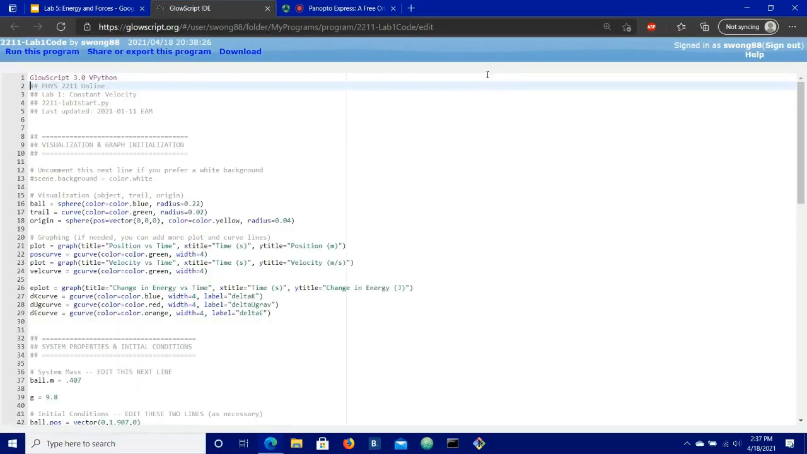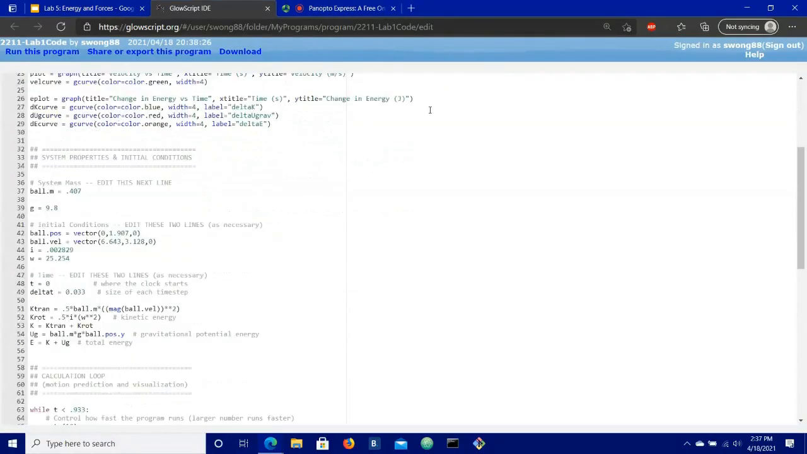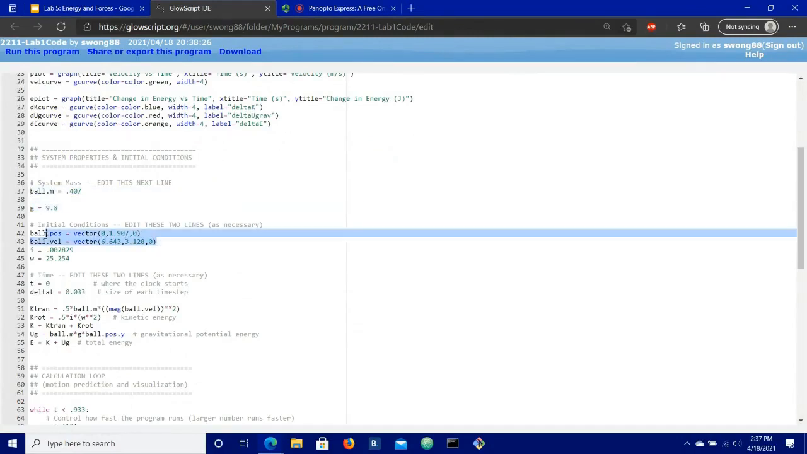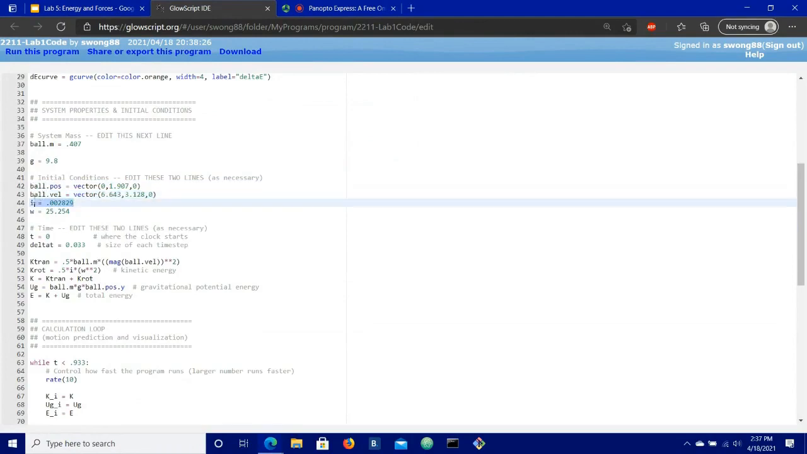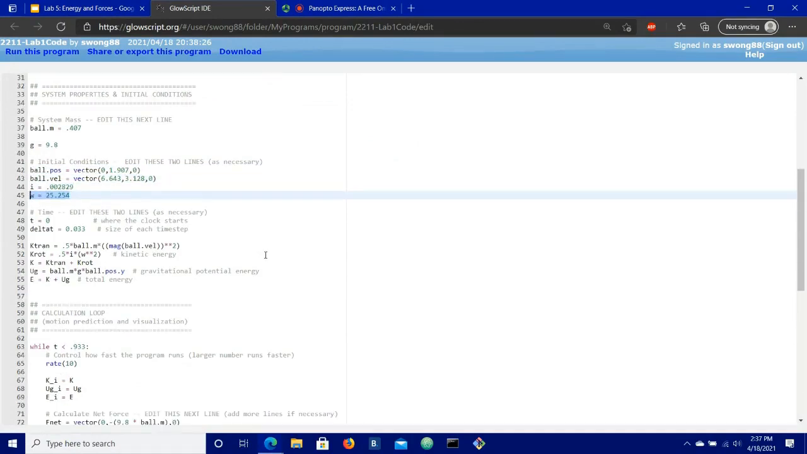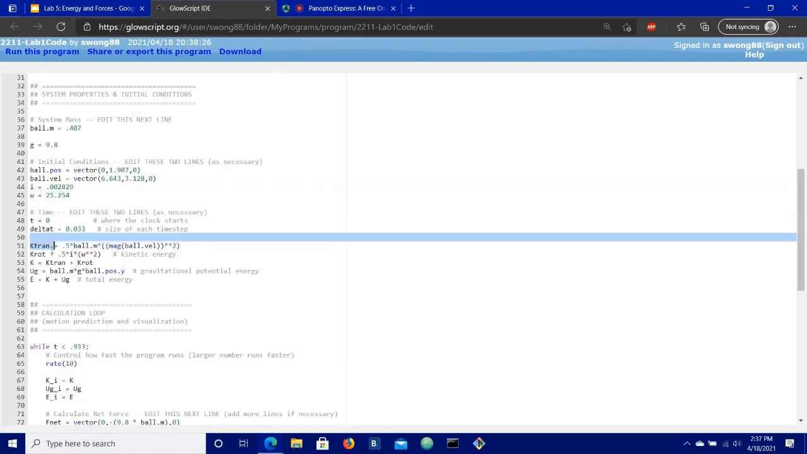Using these same formulas that we had for the calculations, we can construct a model in our GlowScript. So here we are in the code for the system. We have the mass of the ball, the gravitational acceleration, the initial velocity and position of the ball, the moment of inertia of the ball, and the angular velocity. Here we inserted the kinetic energy formulas. So we have the translational kinetic energy right here, the rotational kinetic energy underneath.